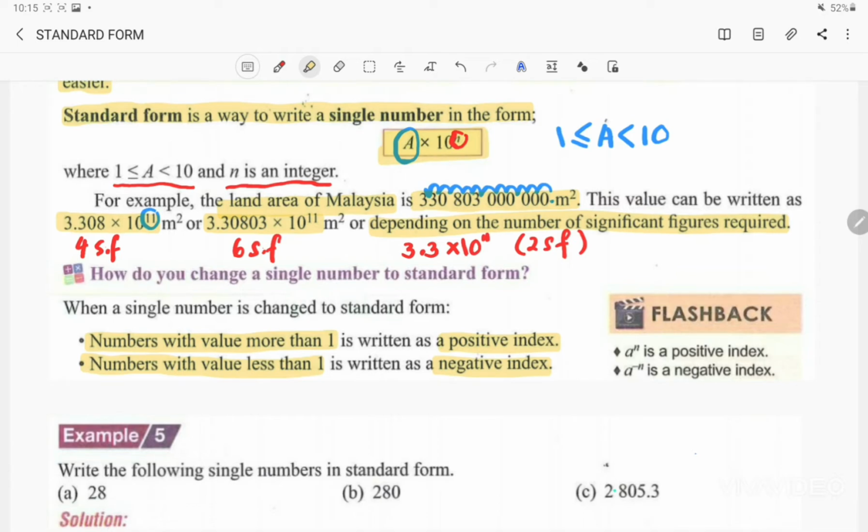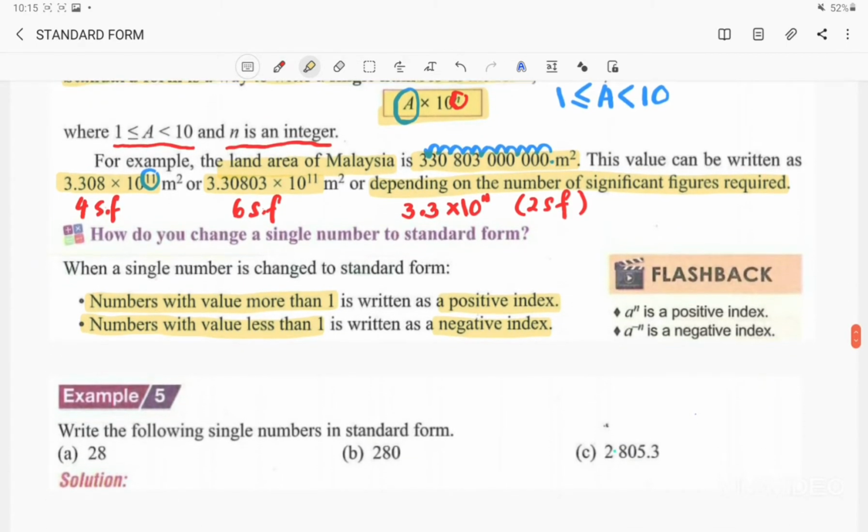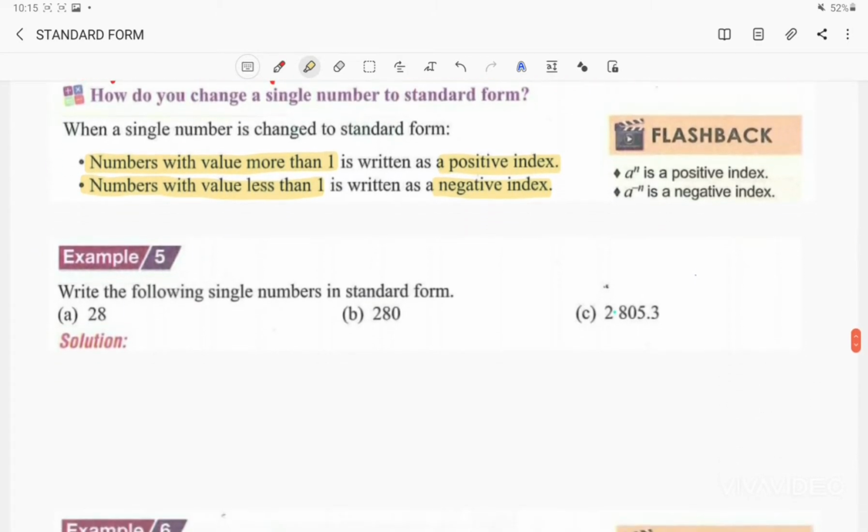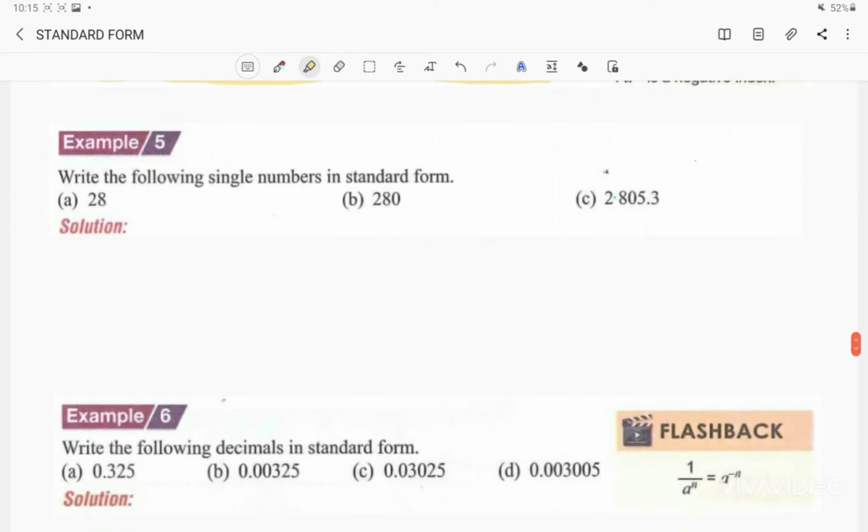Okay, now kita akan tengok example. Apa yang dimaksudkan dengan value more than 1 kena return sebagai positive index dan value less than 1 return as negative index. Now look at example 5. Refer to your textbook. Example 5. Write the following single number in standard form.